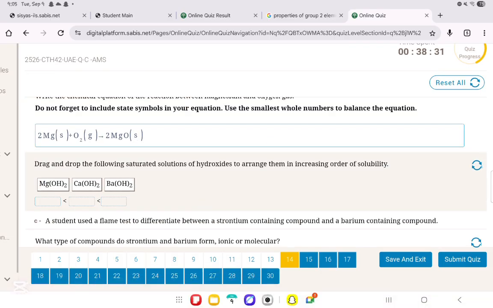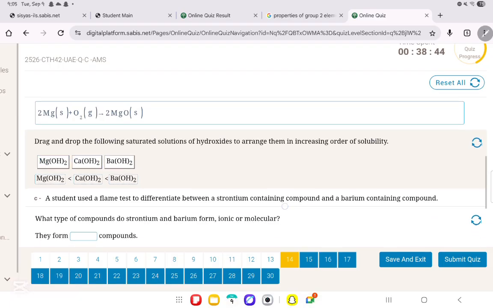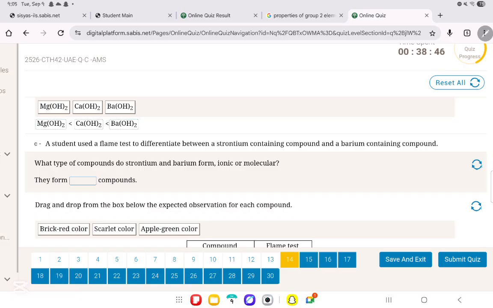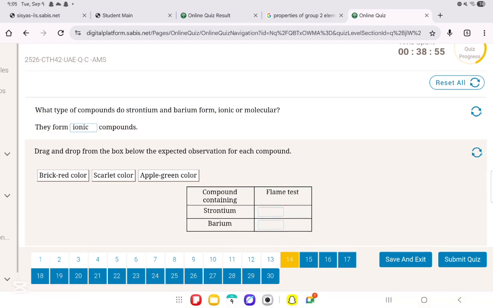Now, hydroxides. As we go down the group, hydroxides get more and more soluble. That means if we put them in increasing order of solubility, Ba(OH)2 has a greater solubility than Ca(OH)2, which has a greater solubility than Mg(OH)2. Again, as we said, strontium and barium are both group 2 metals. Since they're metals, they form, in this case, ionic compounds. Now, finally, strontium has a scarlet color, okay? And barium has an apple green color.